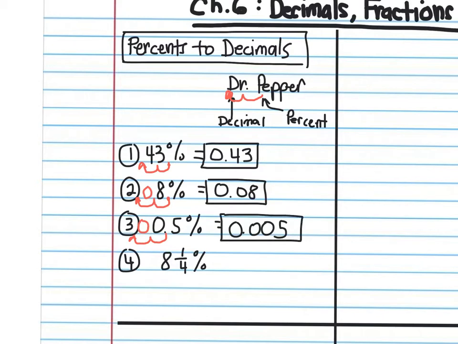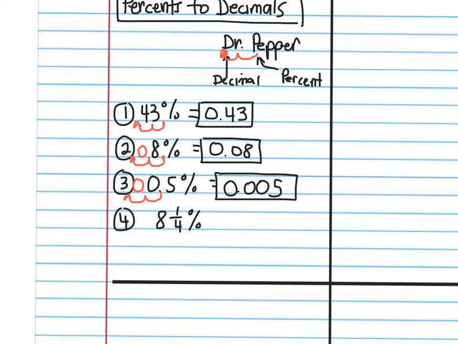And then the last one is 8 1/4%. On 8 1/4%, you first want to change the 1/4 to a decimal, which you should have memorized. For 1/4, it's 0.25, so we're going to put 8.25% underneath it. Now from here, we still have to make that percent a decimal, so we still have to move the decimal point 2 times to the left. So 1, 2, I need another placeholder. So then my decimal is 0.0825.